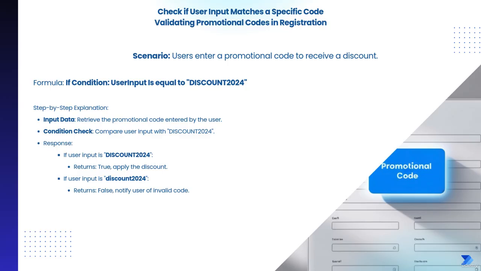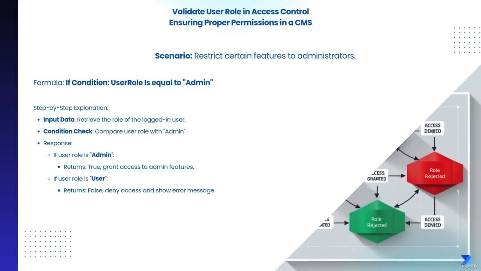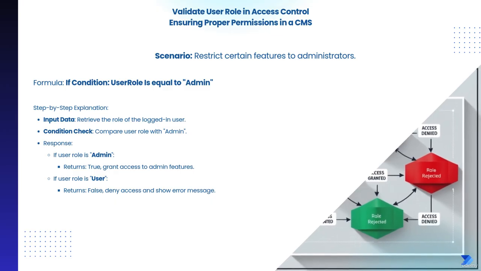If the user input is "discount2024" in lowercase, the condition returns false due to case sensitivity. Do not apply the discount and notify the user of the invalid code. Example 2. Validate user role in access control scenario.